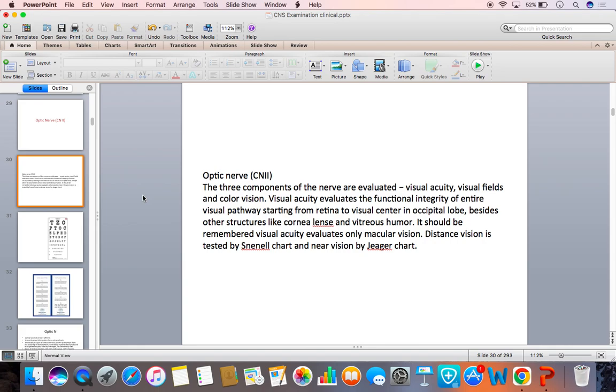So visual acuity evaluates the functional integrity of the entire visual pathway, starting from the retina to the visual center in the occipital lobe, and also the integrity of structures like cornea, lens, and vitreous humor. Well, it should be remembered, visual acuity evaluates only macular vision. Distance vision is tested by the Snellen chart and the near vision by the Jaeger chart.